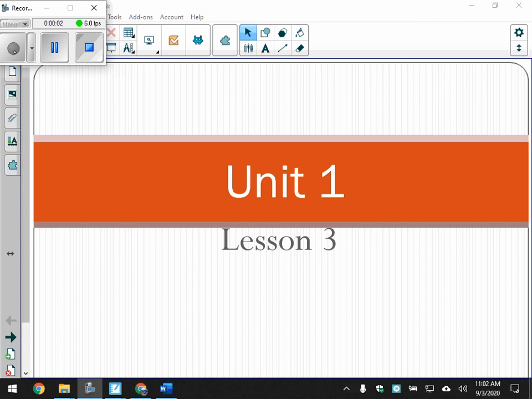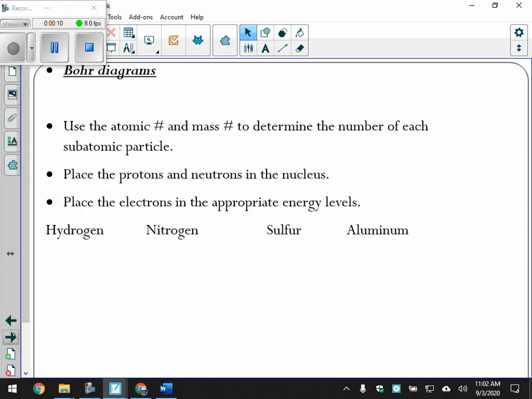In lesson 3 here, we're going to look at 3 different ways to represent atoms. So some drawings, some different ways of kind of mapping them out. Basically, the first one we're going to look at, you've done before, is Bohr diagrams. I'll let you copy this here, but we're going to use the atomic number and the mass number to determine the number of each subatomic particle. We're going to place protons and neutrons in the nucleus and electrons in appropriate energy levels.